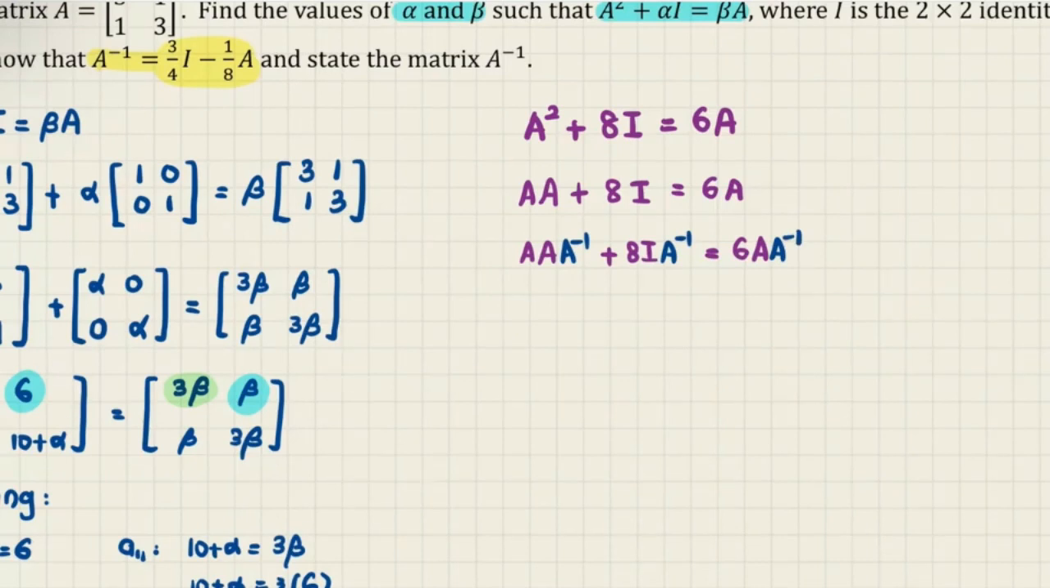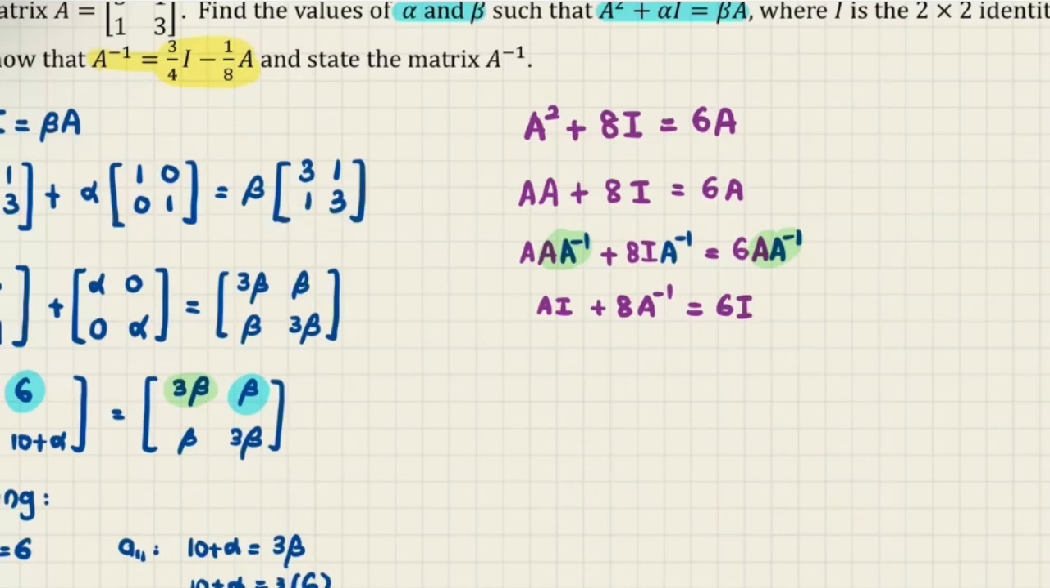Okay, so next. A darabkan dengan A inverse, A inverse akan jadi apa? I. So dia akan jadi AI plus 8. Identity darabkan dengan any matrix, dia akan dapat matrix itu semula. So 8A inverse dan 6A inverse, A inverse adalah 6I.